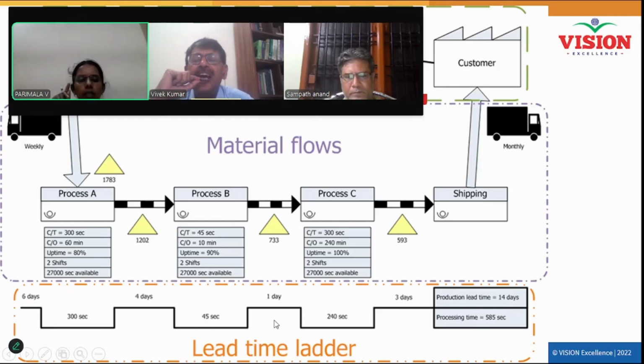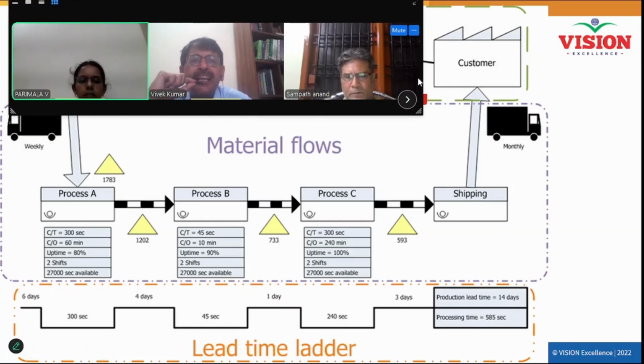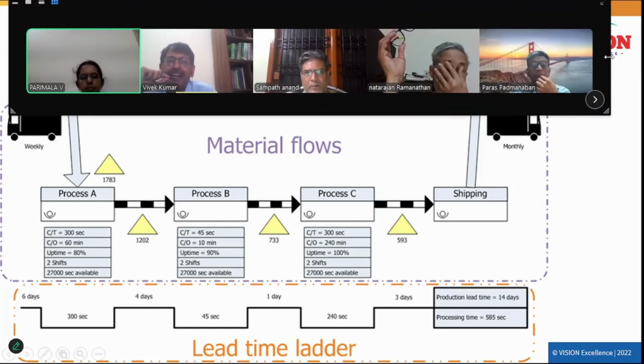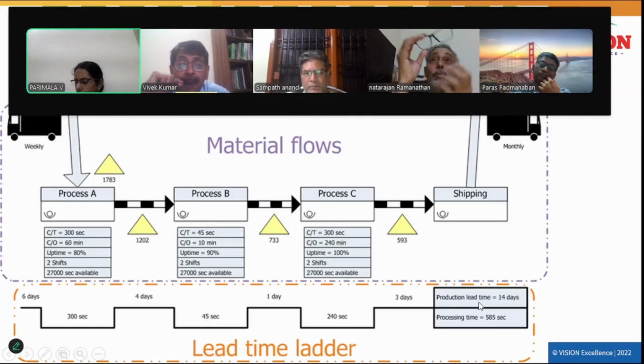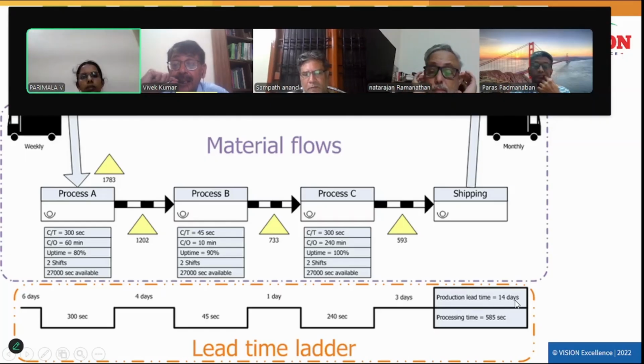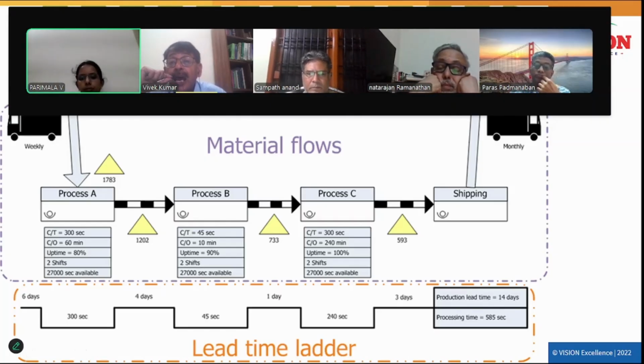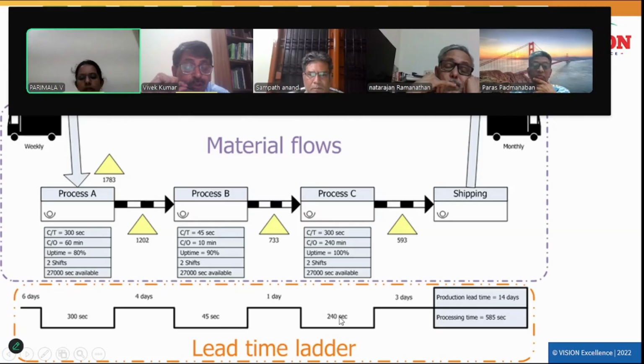The seconds were negligible, so I have not taken them into consideration. They are insignificant when we are talking in terms of days. So what is the production lead time, also known as throughput time here? 14 days. Whereas what is the actual time when it is getting processed? 300 seconds here, 45 seconds here, 240 seconds here, 585 seconds.